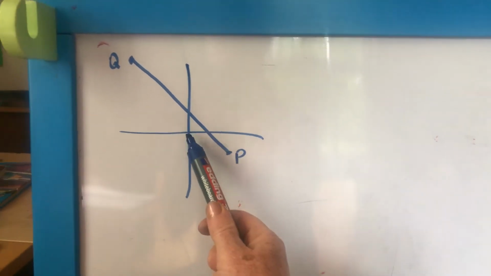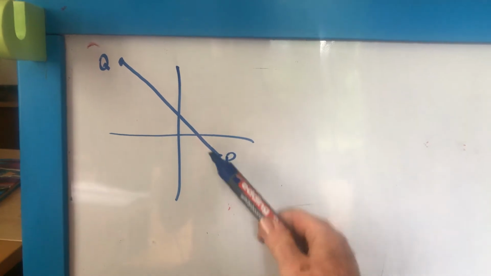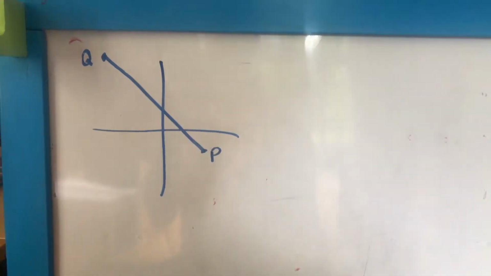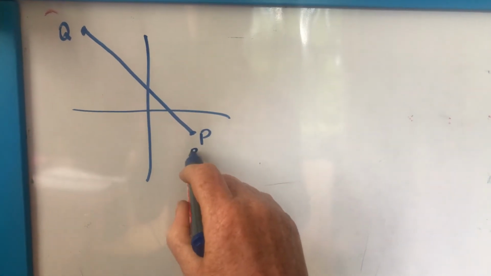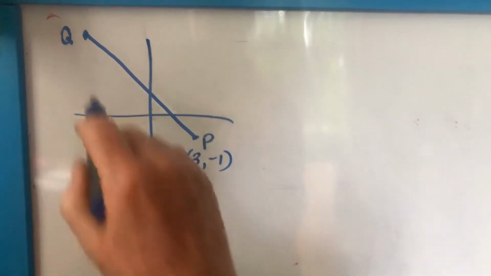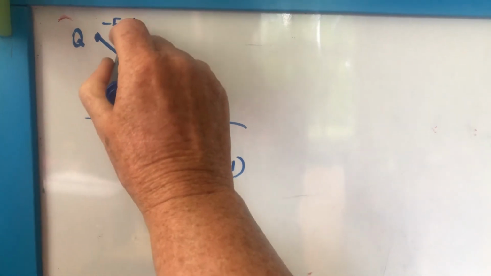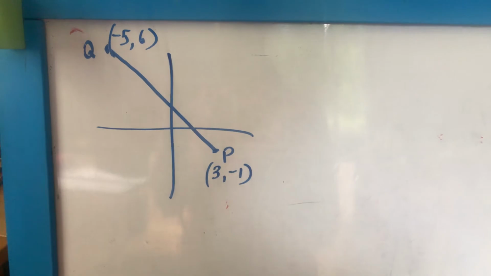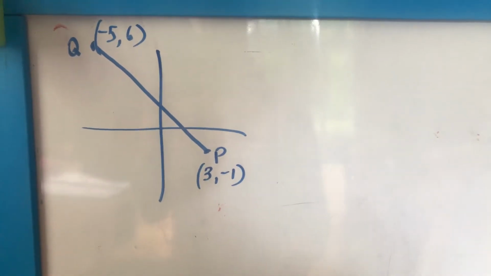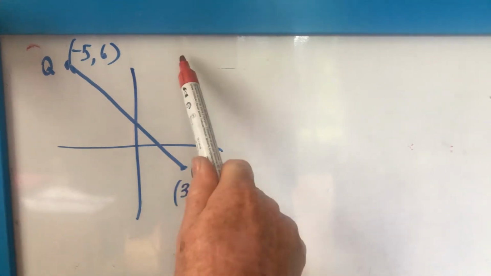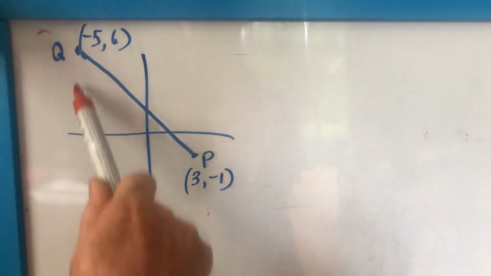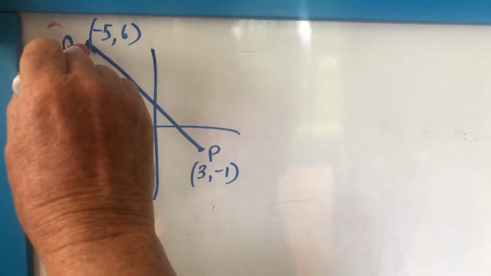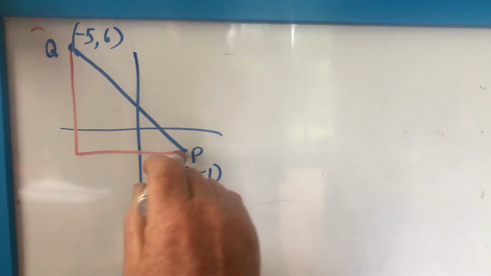So P is at 3 across, 1 down. Q is at minus 5 across and 6 up. So there are our 2 points. 3 across, 1 down. Minus 5 and then 6 up. So now we've got to make a right angled triangle using this as part of our triangle. So you've got a choice. You could make it across there and down, or you can go down and then across. Whichever one you feel, because it really doesn't matter. They'll both be the same. So I'm going to do it this way so it fits on neatly.